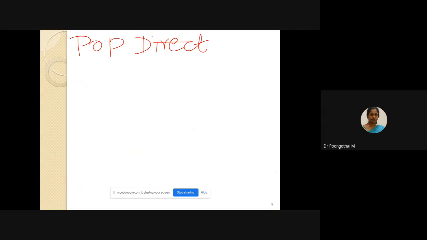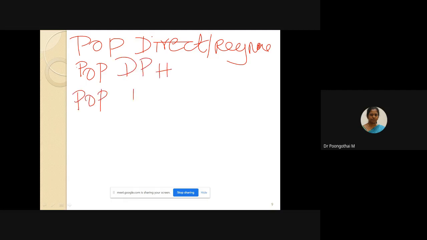So next one is pop direct. Example, direct or register: pop DPH, and pop DPL. This is the given instruction. During the execution, the stack pointer is pointing to 32. This is the top of your stack. So what is the operation to be performed?